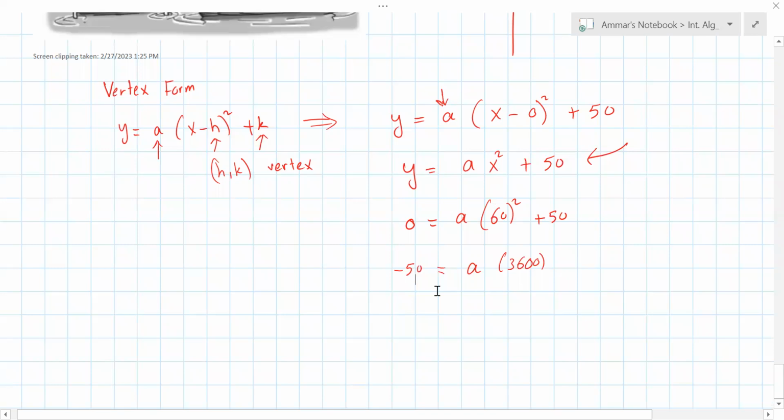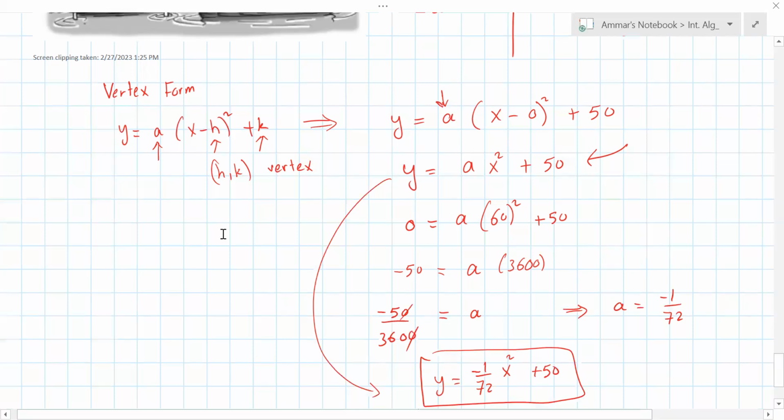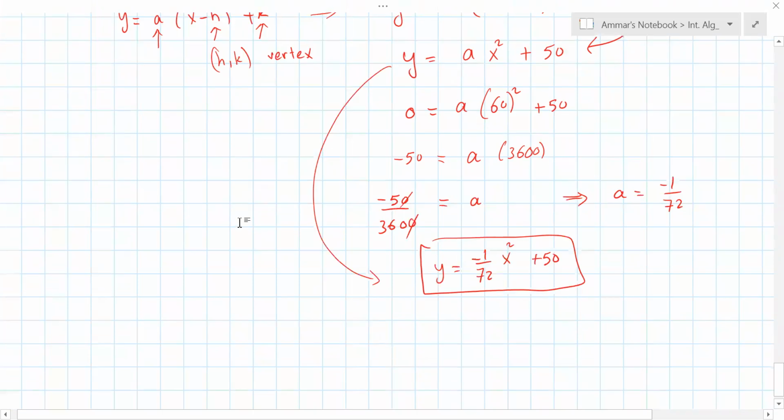And now divide both sides by 3,600 to get a isolated. So negative 50 over 3,600. The zeros will be canceled, and 5 goes into 360 72 times. So a is equal to negative 1 over 72. So back to the equation. Now I know what the value of a is. So y is equal to negative 1 over 72 x squared plus 50. So that's the equation, the quadratic function that represents the situation.